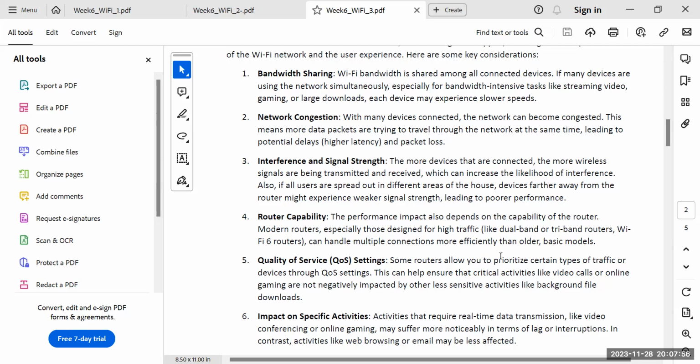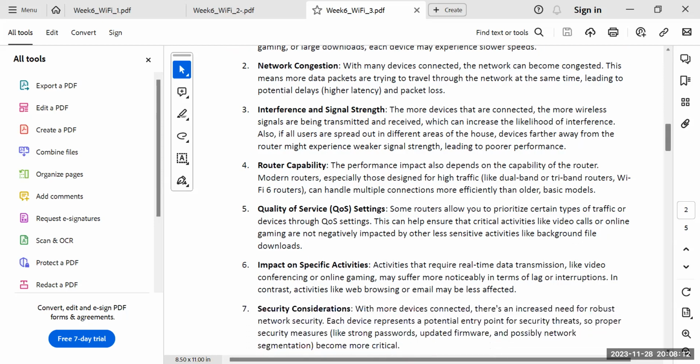Quality of service settings. Some routers allow you to prioritize certain types of traffic or devices through quality of service settings. This can help ensure critical activities like video calls or online gaming are not negatively impacted by other less sensitive activities like background file downloads. So you can also prioritize your setting.